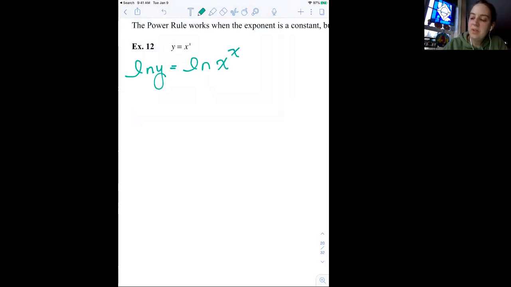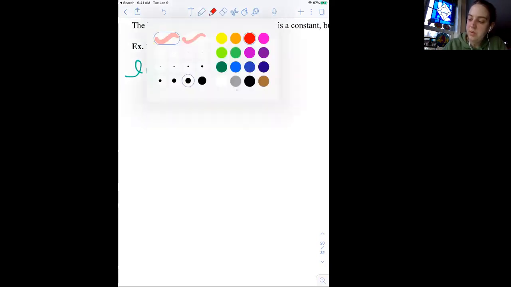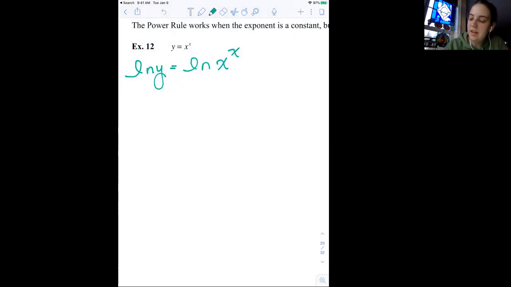Now, because of natural log rules, we're now, hello. My buttons don't like me today. I bet there's more highlighter colors too. Hey, look at that. See, learning new things here.